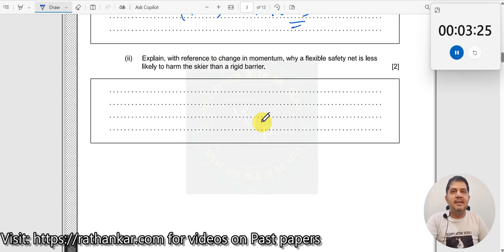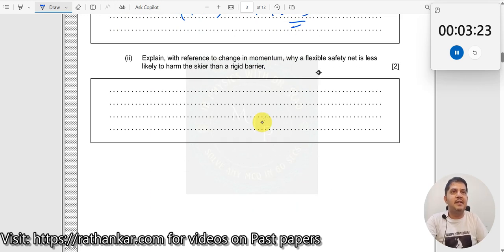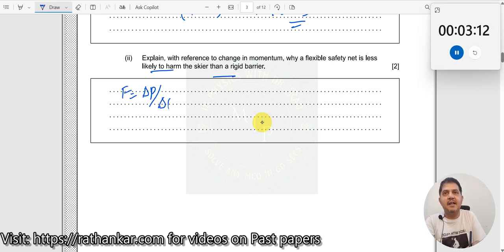Then he asked to explain with reference to the change in momentum why a flexible safety net is less likely to harm the skier than a rigid barrier. So what will happen? We know that F is equal to delta P divided by delta T. See, the force of impact should be lesser on him. So if force of impact has to be lesser, then delta P should be lesser. That you cannot have in your hand because a skier already comes with a very high velocity. You cannot stop them, right? But if this is not lesser, at least the denominator should increase. Delta T should increase, which means what?